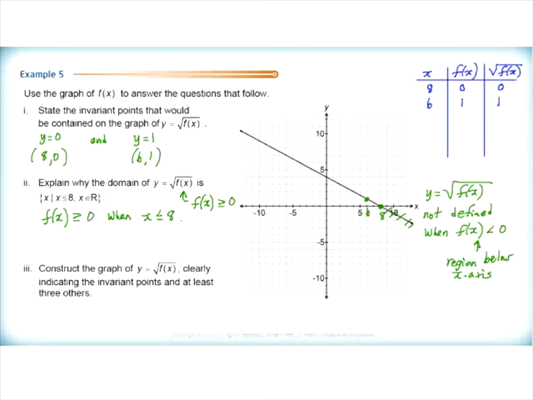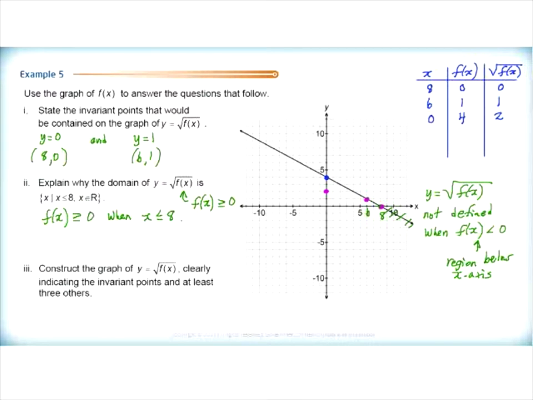Another invariant point will occur when an appropriate one to choose could be when x is equal to 0. F of x is equal to 4, and we know that the square root of 4 is equal to 2. So that would give us another point on the square root function graph.